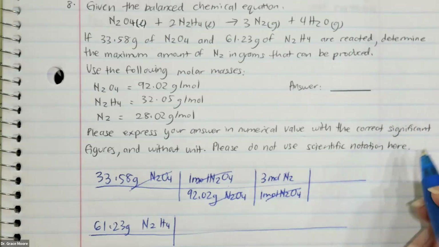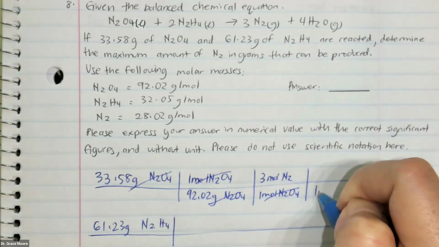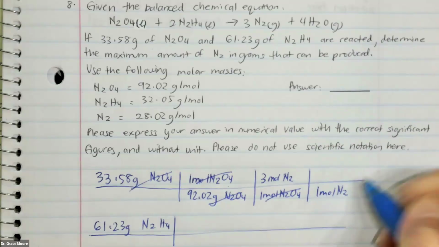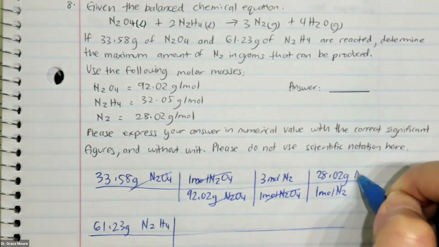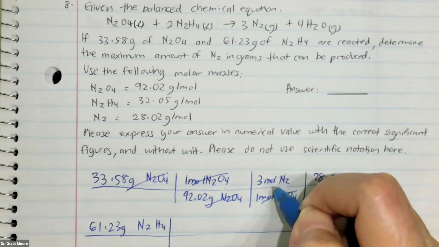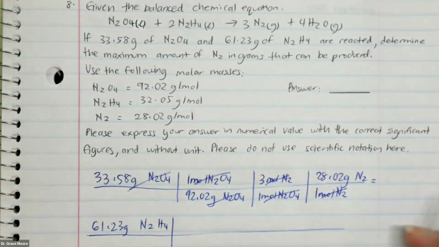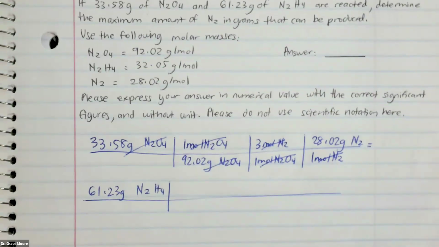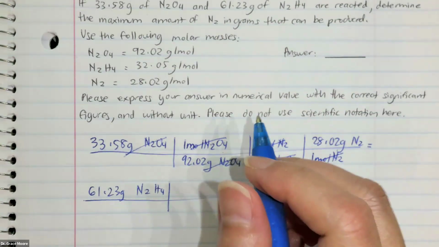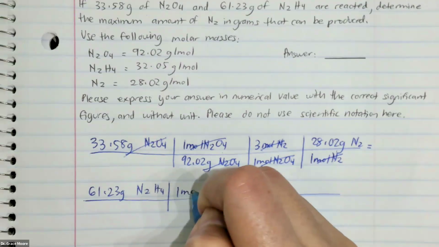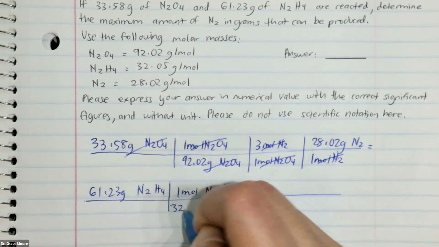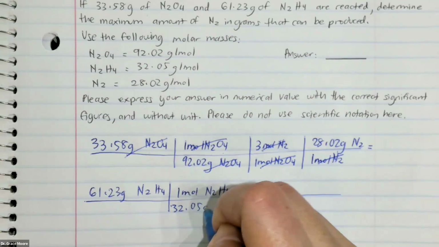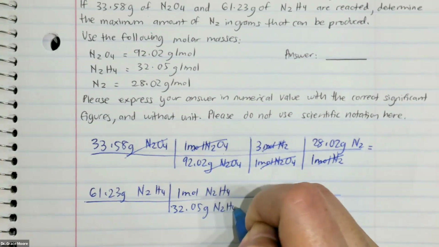And then from the 3 moles of N2, I get the moles of N2. I really want to convert it to grams. So 1 mole of N2 is going to weigh 28.02 grams. That should give me my option for one of my nitrogens. I'm going to set the same thing up for N2H4 on the bottom, which you would do 1 mole of N2H4 is going to be 32.05 grams of N2H4.